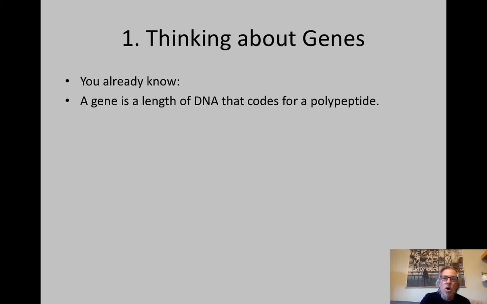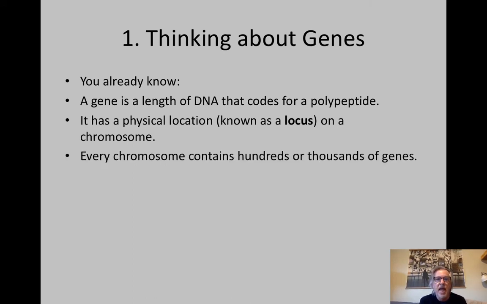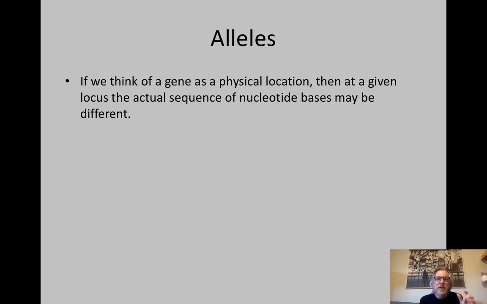You already know that a gene is a length of DNA that codes for an RNA or a polypeptide. It has a physical location on a chromosome. We call that physical location the locus of the gene. And we know that every chromosome contains hundreds or perhaps 1,000 or two genes. If we think of a gene as a physical location, as a locus, then at any given locus, the actual sequence of nucleotide bases may be different between two separate homologous chromosomes or between two individuals.